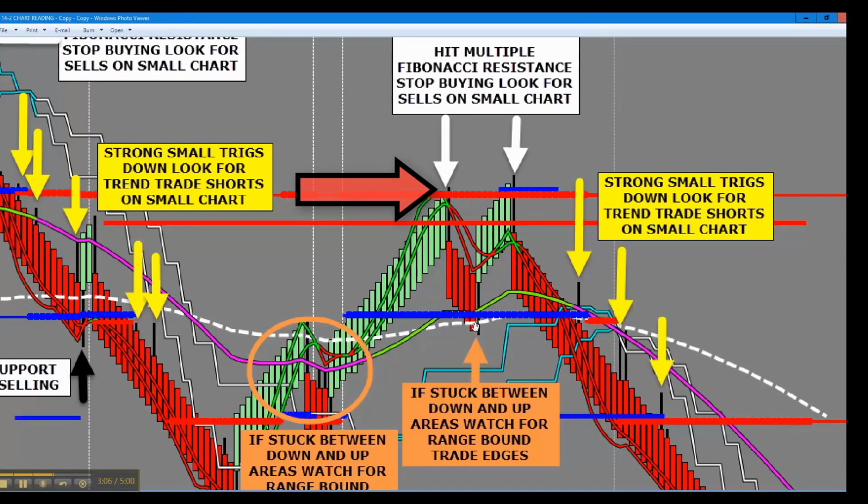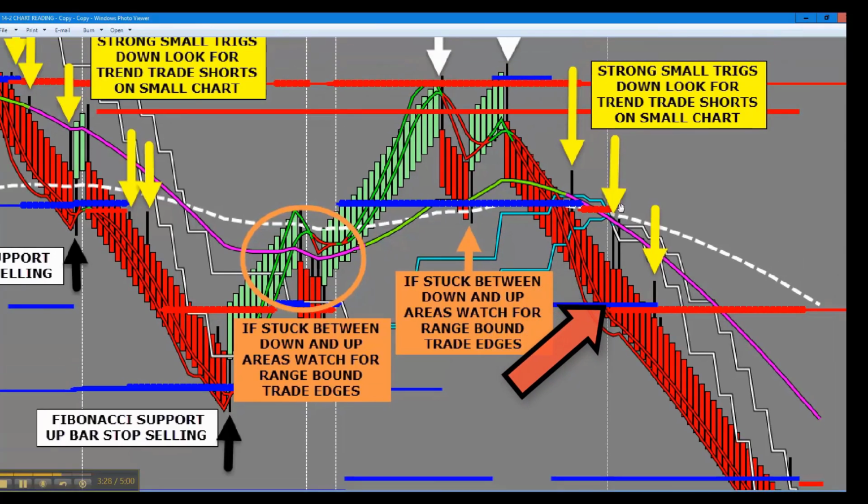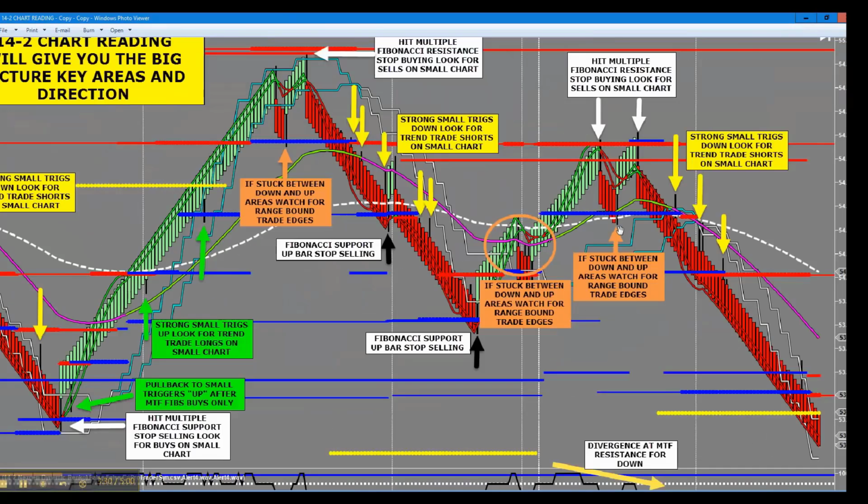You also have fib support for a long. And then you have multiple fib resistance for another down. So if you're doing the edge trades, this is 3 opportunities for edge trades. If you're only doing trend trades, you're going to wait for the small triggers to go down strong, and you're going to continue selling pullbacks using the trend trade rules on your smaller charts.